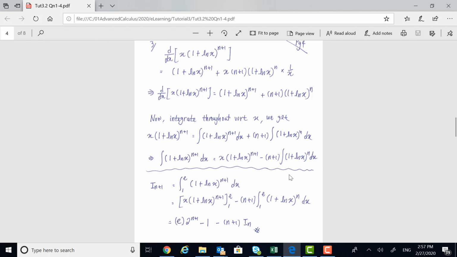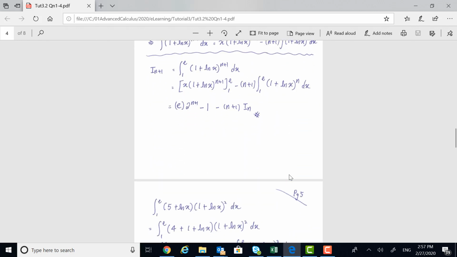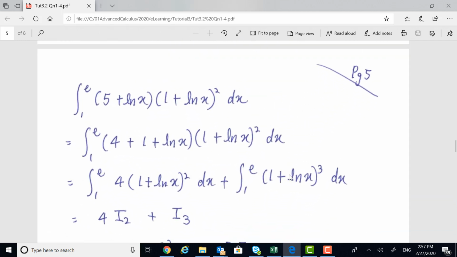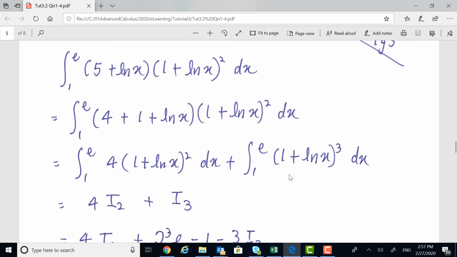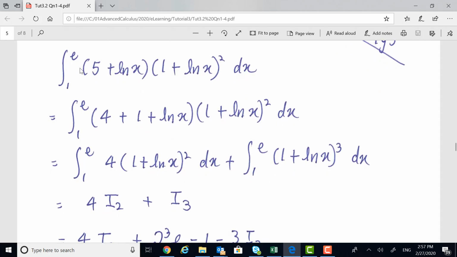And now we want to do the later part of question 3. Okay, this one, if you know a simple trick, it'll be very easy. You want to integrate from 1 to e of this expression. What you can do here is you break this 5 into 4 and 1.